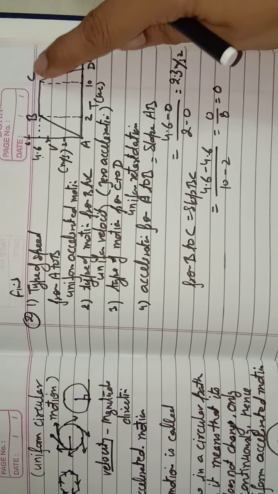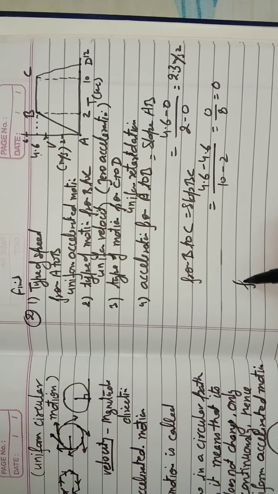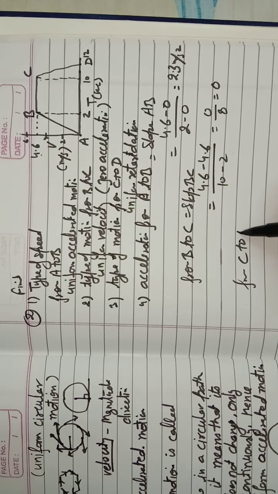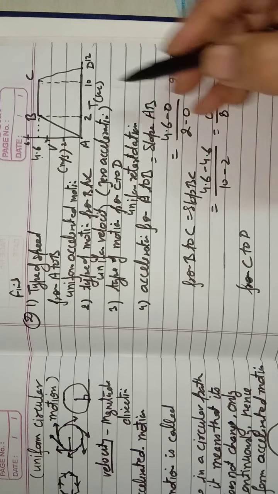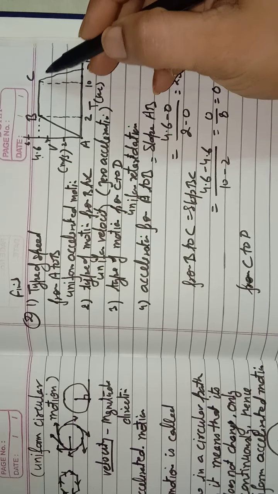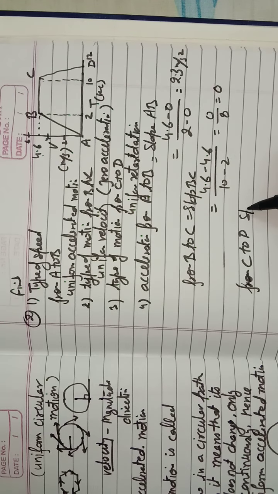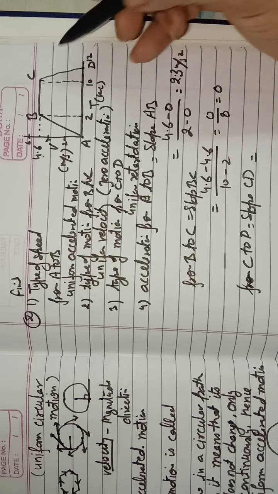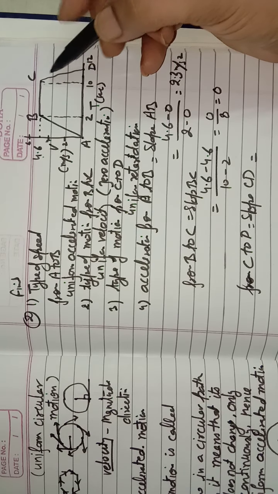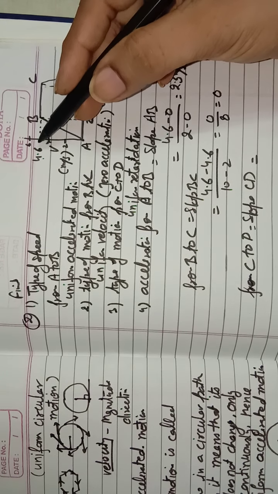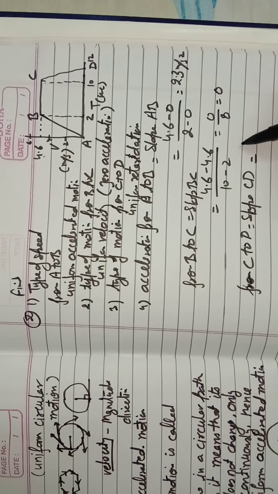And from C to D, we have to find also the slope, perpendicular upon base. Slope CD. How much is the perpendicular? Finally it is at 0. Initially it was at 4.6. So it means 0 minus 4.6.